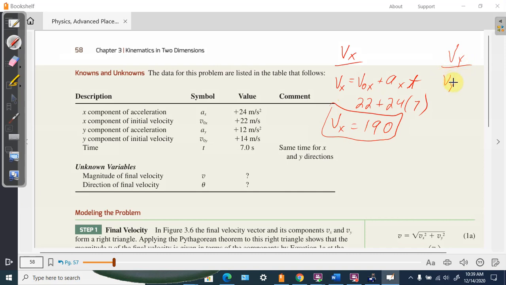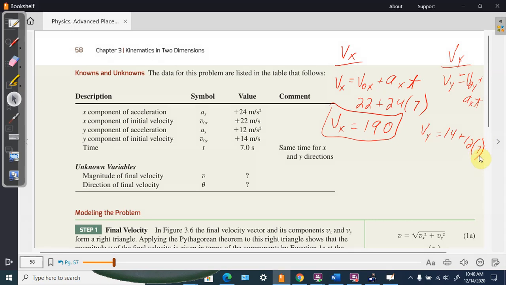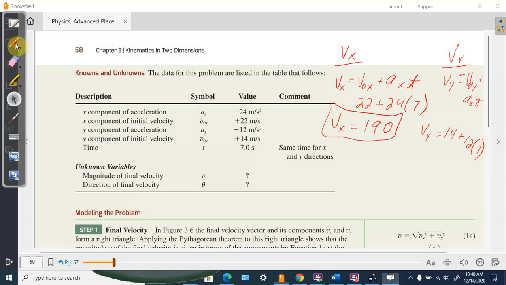So Vy, in other words, my final velocity in my y direction, would equal V0y plus AyT, right? So again, Vy is equal to, in this case, V0y, we had 14 plus, we had 12 times 7 in this case. And if I do my math correct, I come up with a value of 98 on this one, all right? 98 in that one.